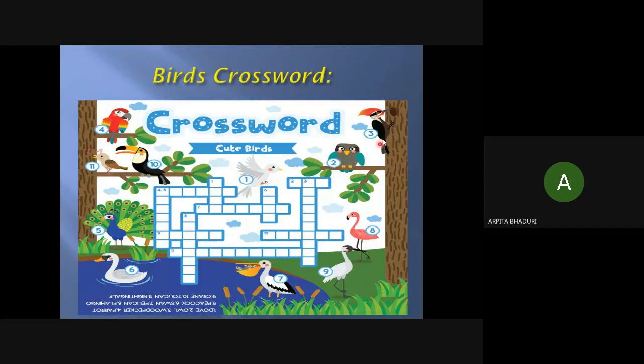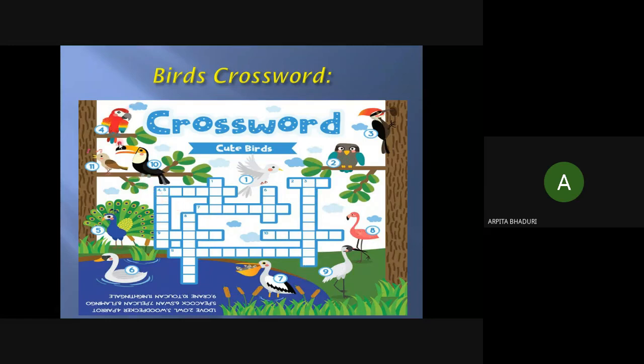Where is number three? Here. It is pecking on the branch. It makes noise. Woodpecker. Yes, woodpecker. You can see the spelling here in the bottom part if you want to check the spelling. Woodpecker.